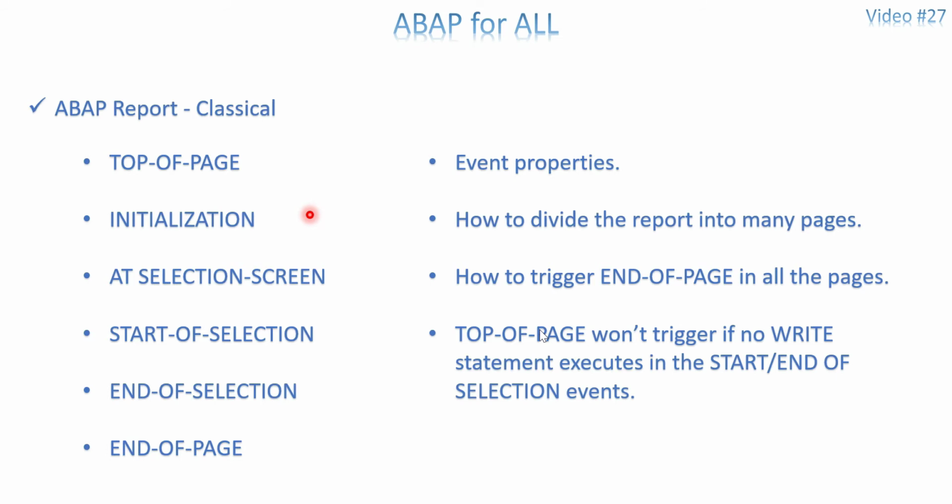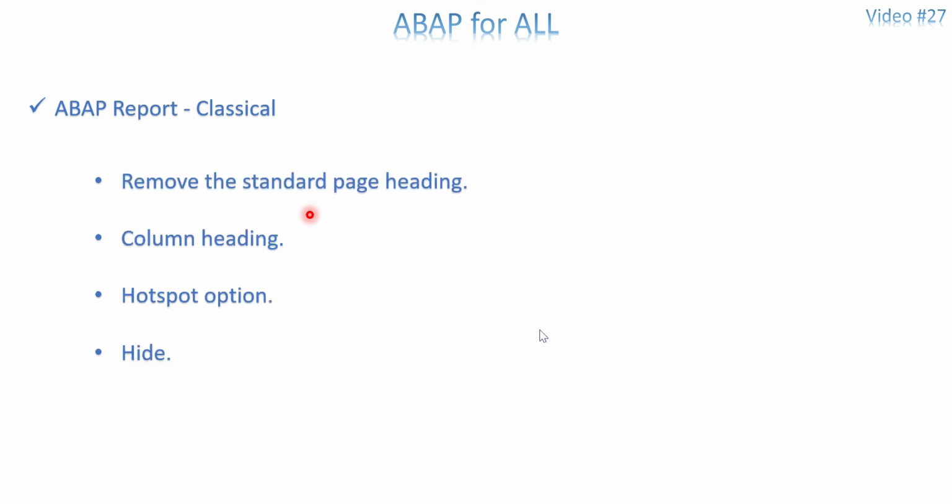Today we are going to see the continuation of the previous one. We are going to see how to remove the standard page heading and how to give the column heading for each field. And there is a hotspot option like the hand tool, which we call a hyperlink: how to enable a hyperlink for a particular field, and what is the use of the HIDE statement. These are the things we're going to see about the classical report in today's session. Okay, let's get into the system.